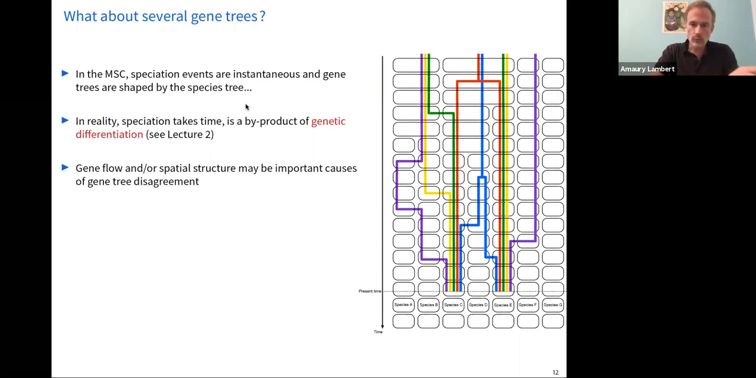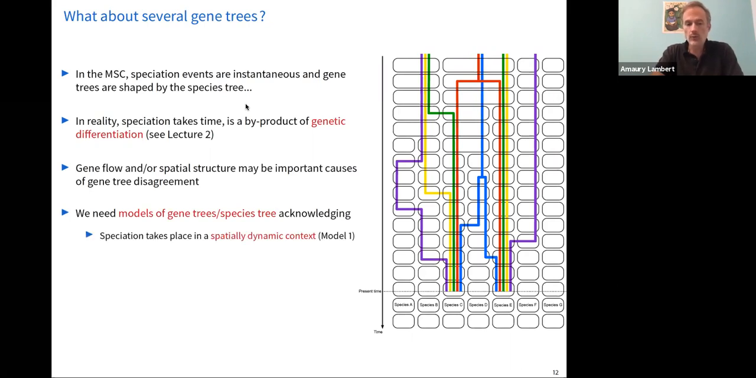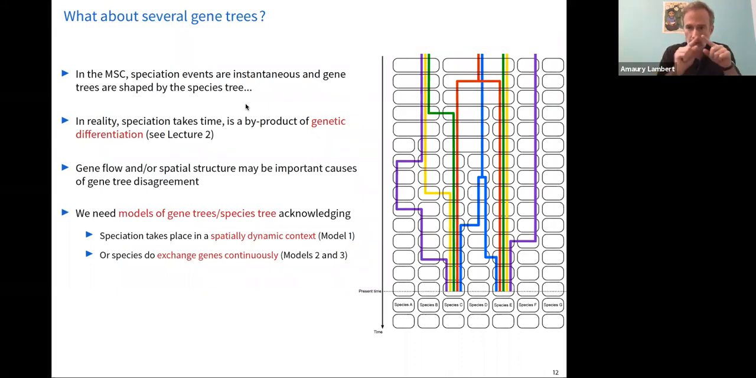So we have to shift to models where the gene trees shape the species tree, and not like in the multi-species coalescence. Also recall that gene flow and/or spatial structure may be important causes of gene tree disagreement. So we need models of gene trees acknowledging that speciation takes place in a spatially dynamic context, which will be the topic of model 1, or that species do exchange genes continuously and not at some specific time points, like in the few generalizations of the multi-species coalescence that exist. And it will be the topic of models 2 and 3.